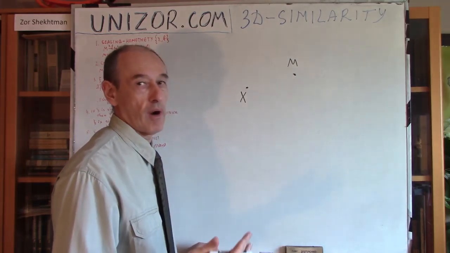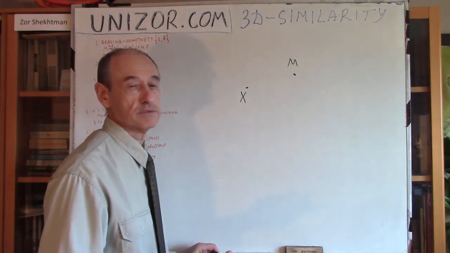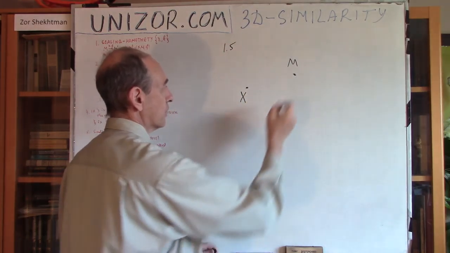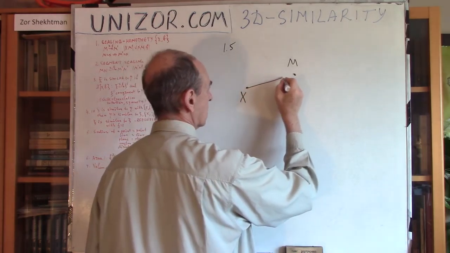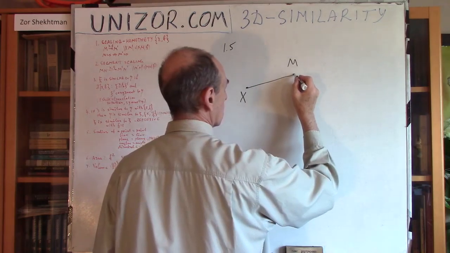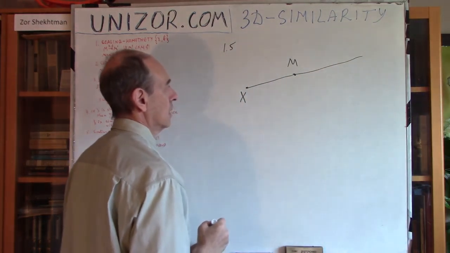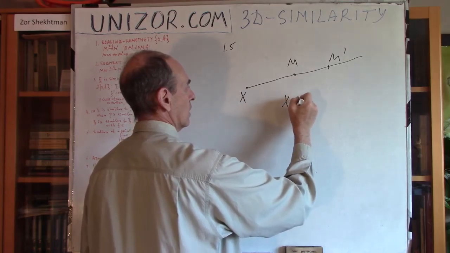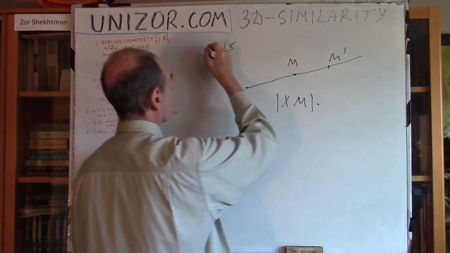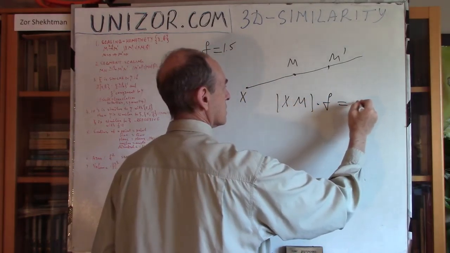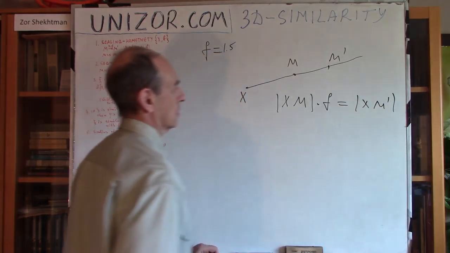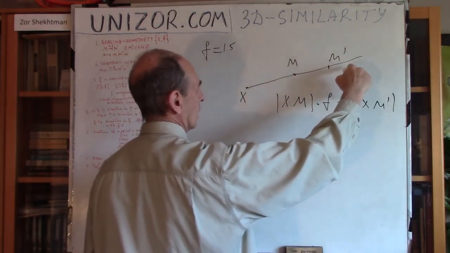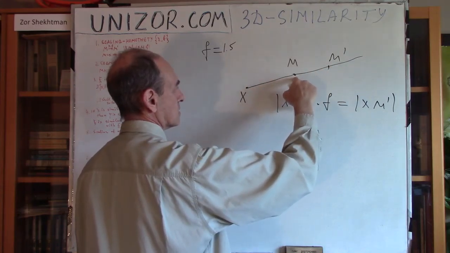First, we choose a certain real number. It can be positive or negative, but non-zero. Let's say the number is 1.5. Doesn't really matter. So, for any point M in the three-dimensional space, you connect it with X, and you extend it further in such a way that you choose point M prime so that the length of XM multiplied by this factor F is equal to the length of XM prime.